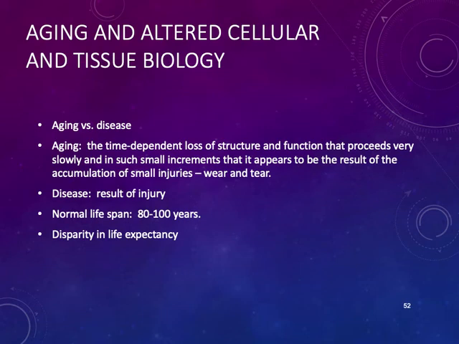In terms of aging and altered cellular biology, obviously aging versus disease, there's different defining characteristics there. Aging over time is obviously where you have loss of structure and function, and it's very slow. So obviously there are such small increments that you really don't see it on a day-to-day basis. It's basically an accumulation of very small injuries, like that wear and tear that occurs. And obviously disease can contribute to the rate of aging, I guess I should say. So you compound normal aging with disease, and obviously it can affect the lifespan of the patient.